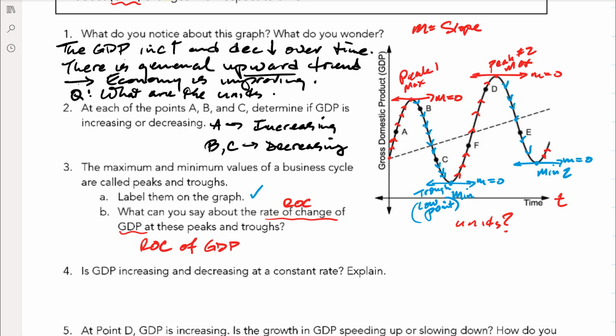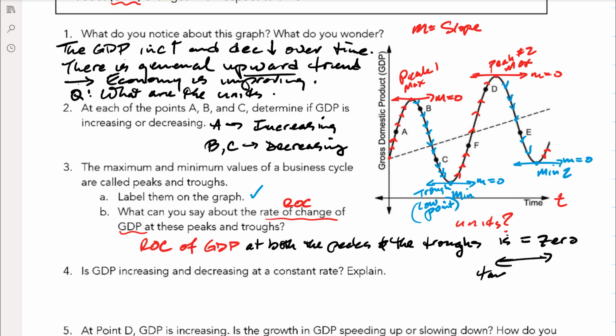So that's the first thing. The rate of change of the GDP at both the peaks and the troughs, which are the minimums, is equal to a big 0. Okay, it's horizontal. The tangent line is horizontal. Let's keep that in mind.